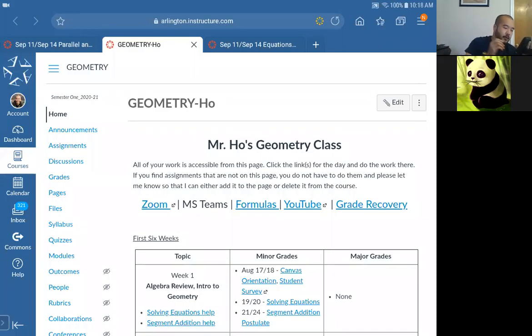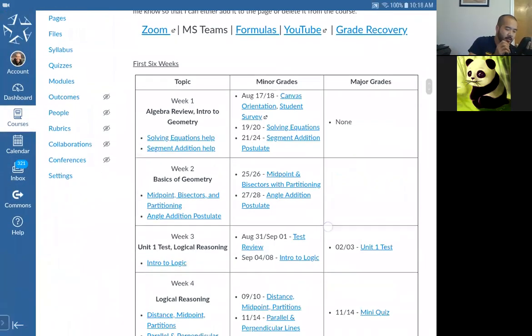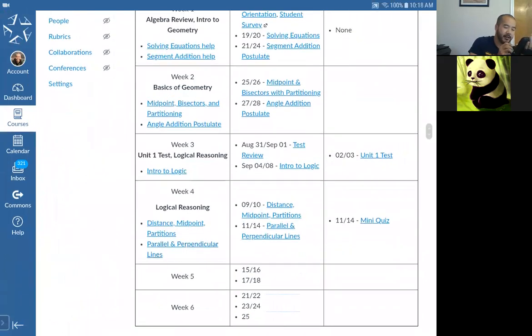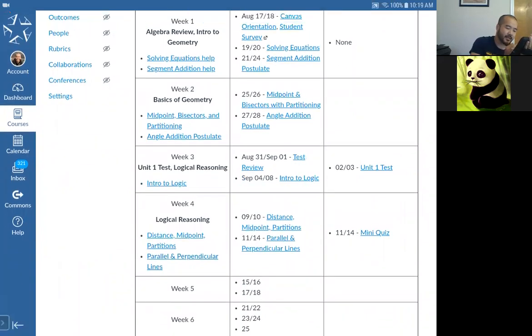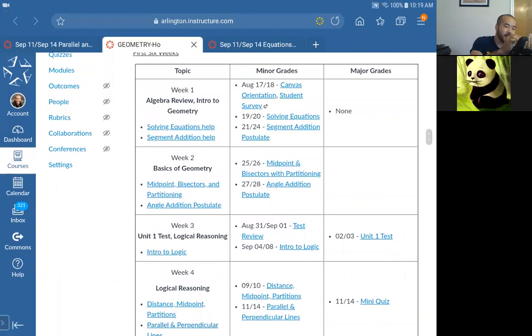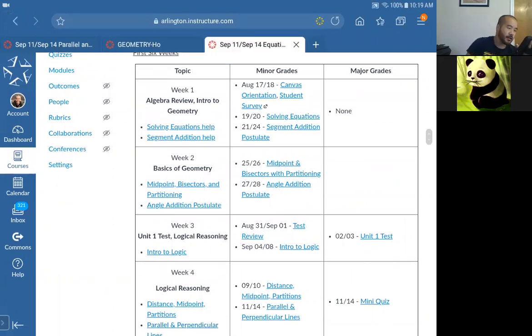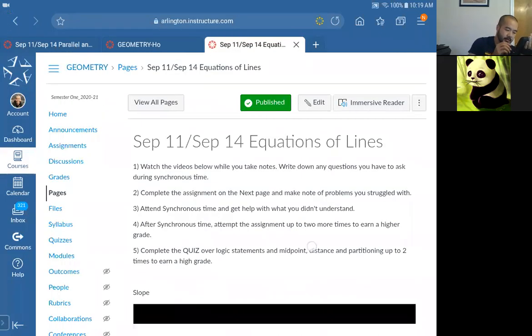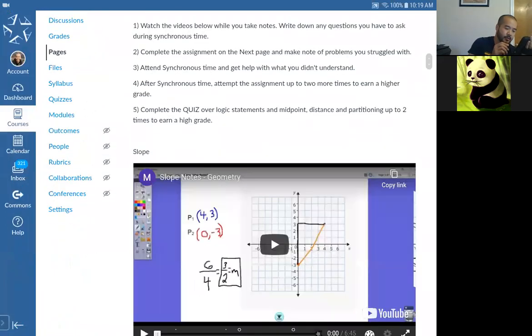All right, so we are on week 4, but your assignment... no, we're on week 5, but your assignment is the last thing for week 4. So you have this parallel and perpendicular lines assignment, and you have the notes page here. You've got your videos. You've also got a quiz that you need to be doing.